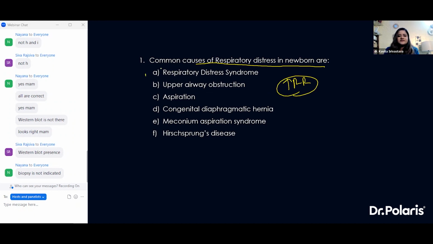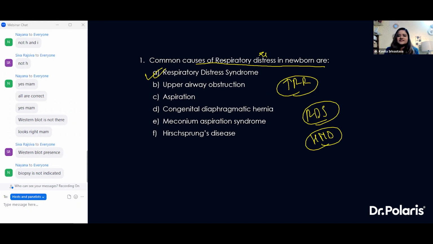So what is respiratory distress syndrome? Even if you don't know the answer, you can correlate that we are talking about respiratory distress. So respiratory distress syndrome can definitely be a cause of respiratory distress. This is basically hyaline membrane disease that happens in a premature baby where the lungs are not properly formed, the surfactant is not adequate, so they develop respiratory distress syndrome.